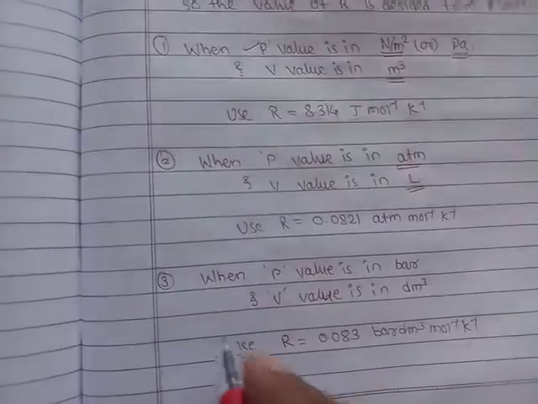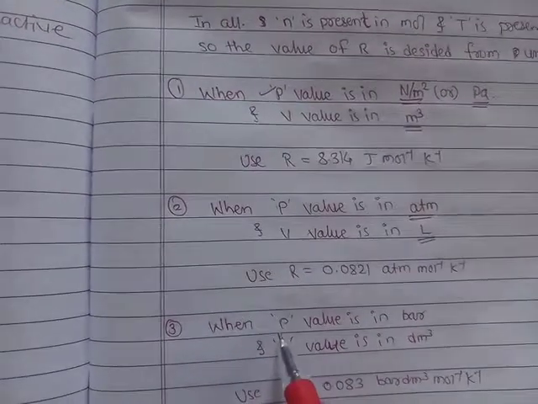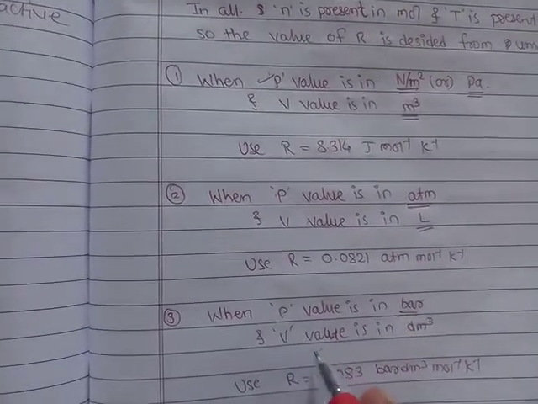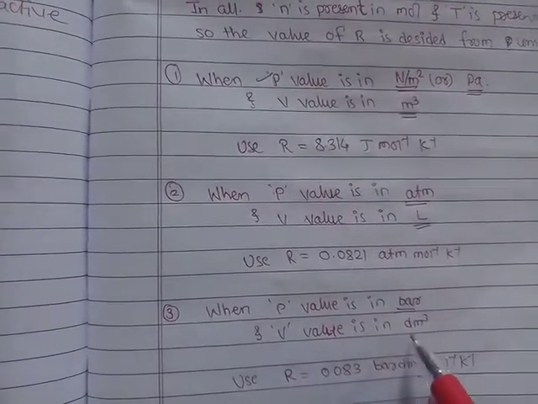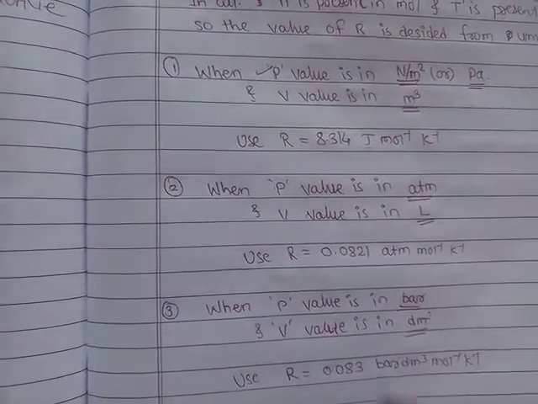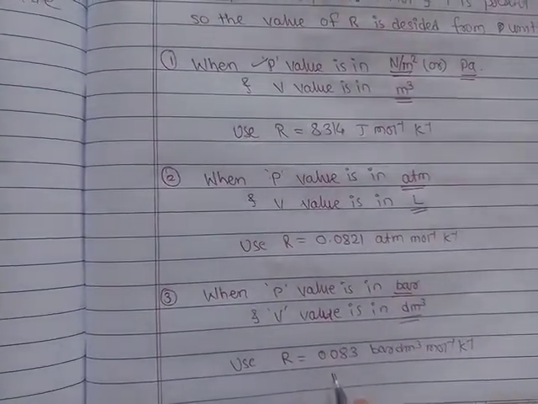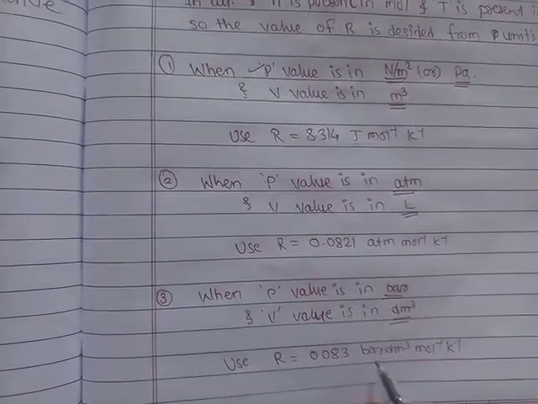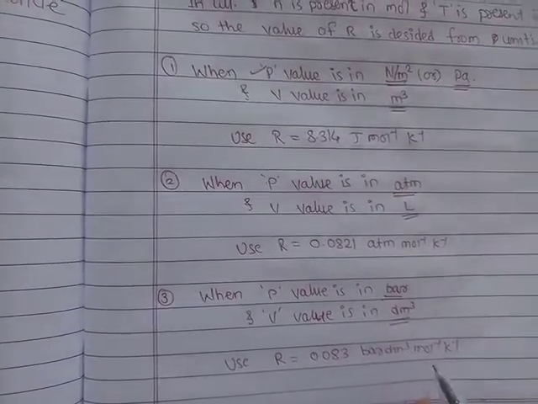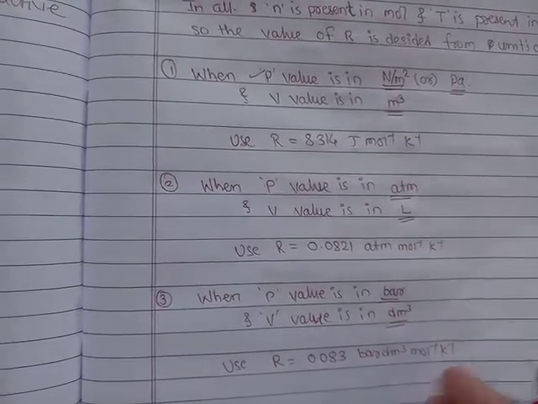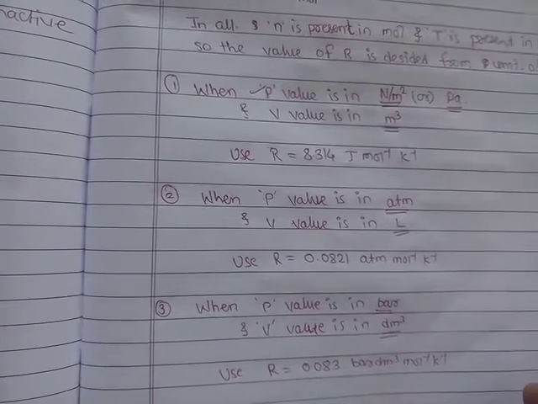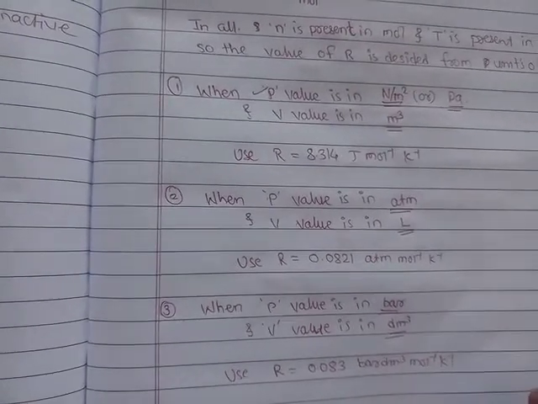Then we will move towards the next, that is the third. Yes, when the value of pressure is in bar and the unit of volume is in dm cube, at that time we are using the R value 0.083 bar dm cube per mole per Kelvin. This is most important, that is the explanation about the value of R.